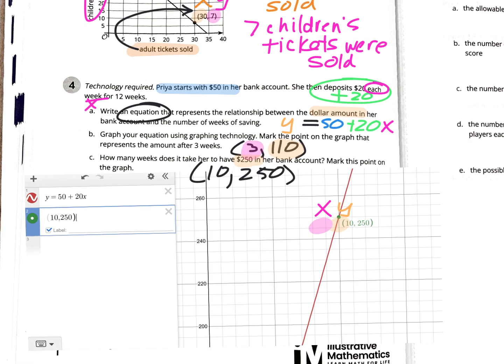So for problem number 4, we should have this. Oops, wrong color. I'll fix it. All right, so we should have this, this, and this for A, B, and C for number 4.